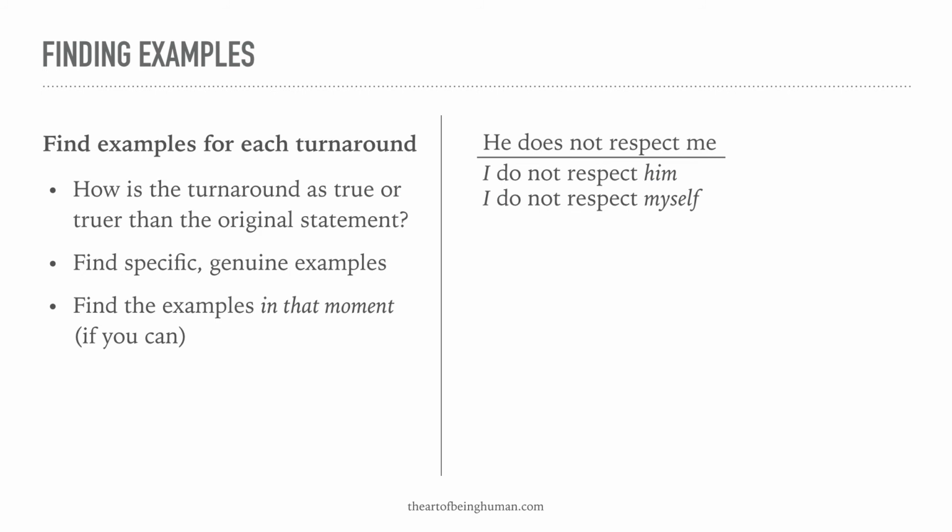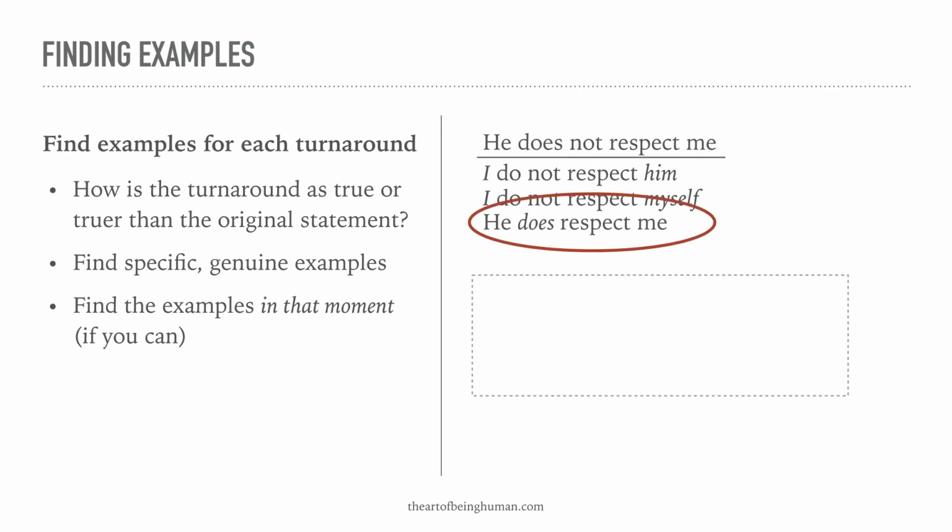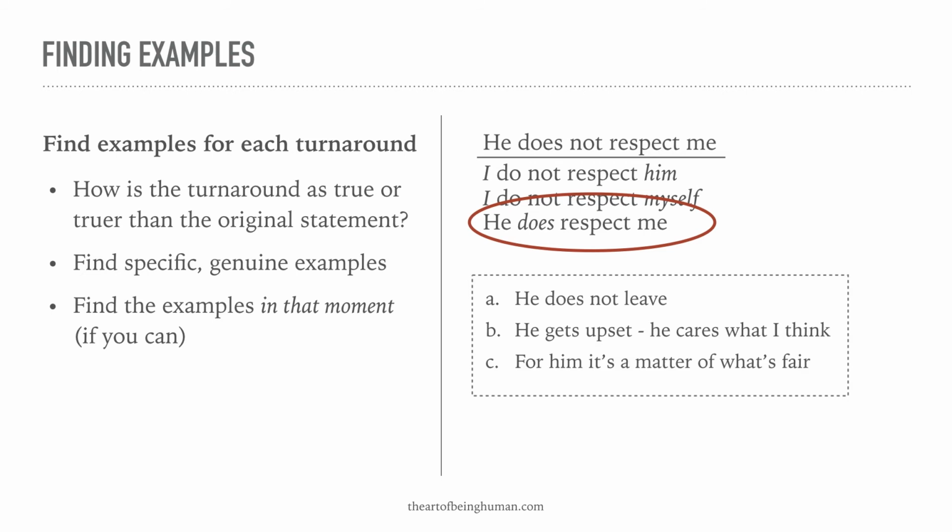Here, that could be the turnaround, "He does respect me," and some examples could be, he doesn't leave the situation, he gets upset, which means he actually cares what I think, and for him, it's really not about respect, it's about what's fair, and he simply sees this in a different way than I do. He does respect me, that's not what it's about at all.